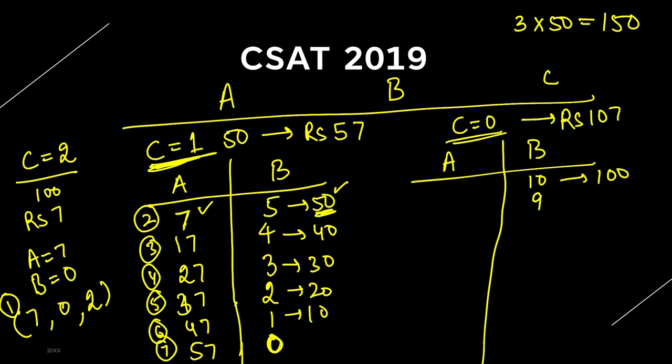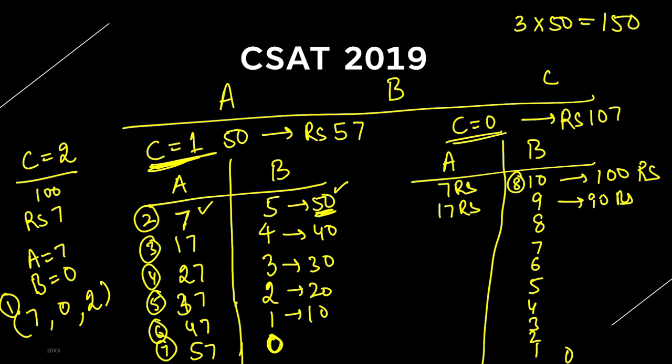I will have 100 rupees from here. 9, 8, 7, 6, 5, 4, 3, 2, 1, and also there is another 0 here. Right? When I have 10 notes of 10 rupees, I already have 100 rupees, so I only need 7 rupees from here. This is another combination. That is 90 rupees, so I have 17 rupees from here, and so on. I already have 7 cases, and this will be the 8, 9, 10, 11, 12, 13, 14, 15, 16, 17 here and 18 here. So a total of 18 combinations are possible where I can make 107 rupees out of these 3 notes.